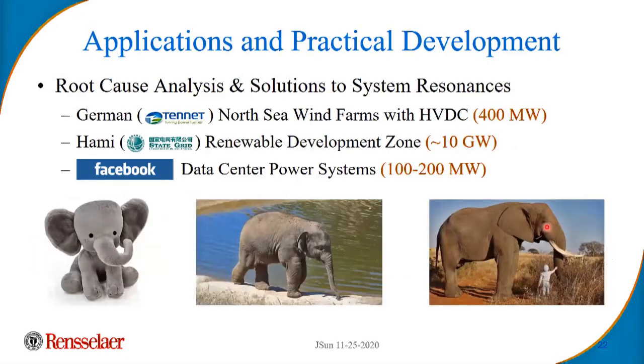And the size of the system keeps growing. The German North Sea was a 400 megawatt system. The Chinese system was 10 gigawatts, much more complex. The Facebook data center is typically 100 to 200 megawatts. Compared to the toy elephant I built in the lab, I would say these are probably baby elephants. They are not the full-blown entire power system, but they're not little toys anymore. I wouldn't say that we have seen the real elephant, but we start to see the tail of it. I think it's coming, and that development is unstoppable, and I hope we're ready when it actually gets to us.